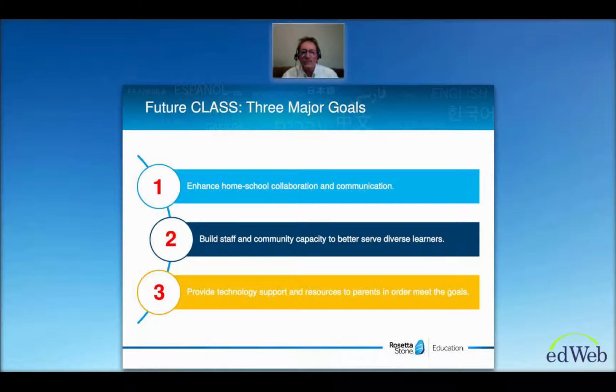Our three major goals: communication and collaboration with the parents of these ESL students. We also wanted to build capacity within our own organization to address this ESL influx. And we also wanted to partner with outside community resources because we knew that we couldn't get to all the parents simply by inviting them to our schools. And then part of the grant was providing technology and resources so that we could create a program that was sustainable over the course of 5 years.